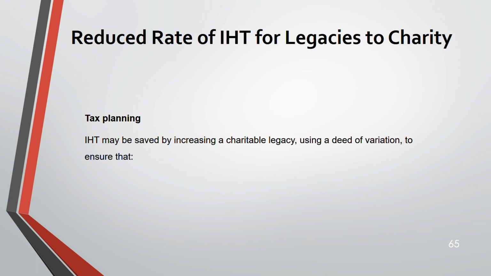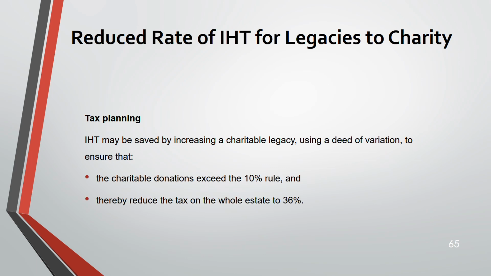Now tax planning. How can you save your IHT? Planning means always saving tax through some planning. IHT can be saved if you increase your charitable legacy, because then you pay 36% rather than 40%. You are saving 4% tax. And if it is not in the will, you can use a deed of variation, where you make sure that your charitable donation exceeds the 10% and thereby reduce the tax on the whole estate to 36%.